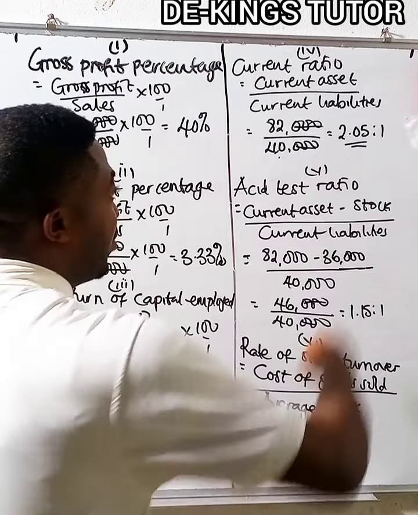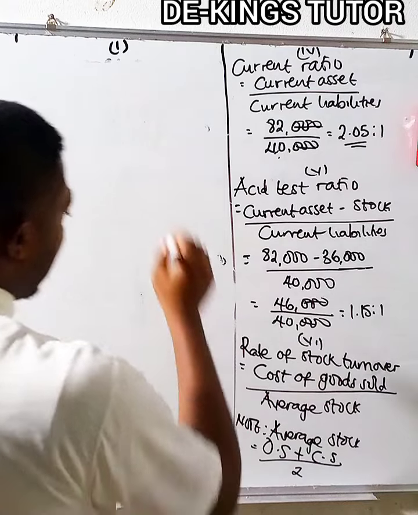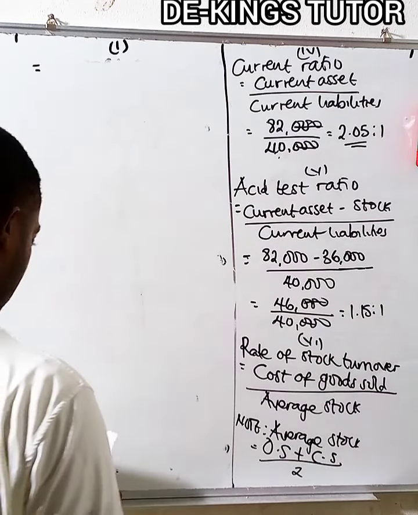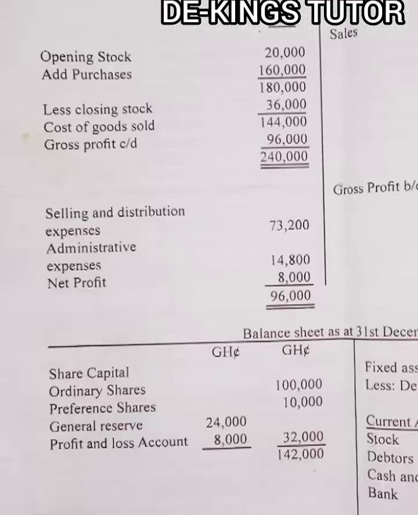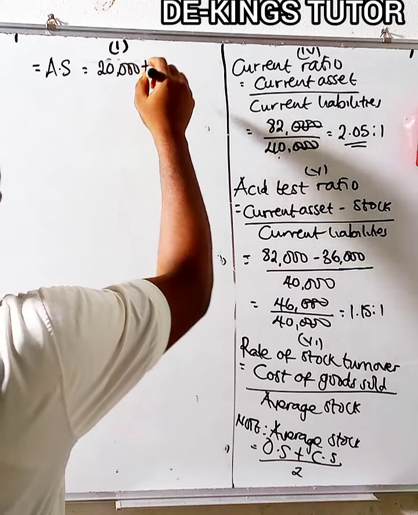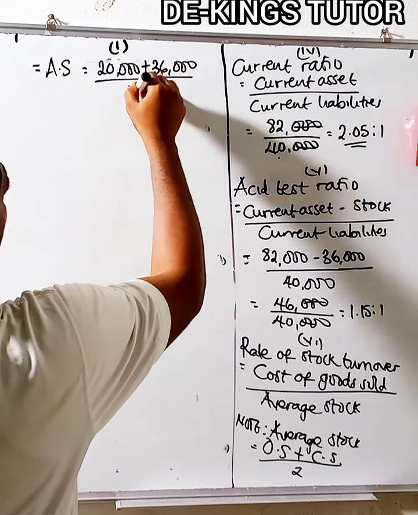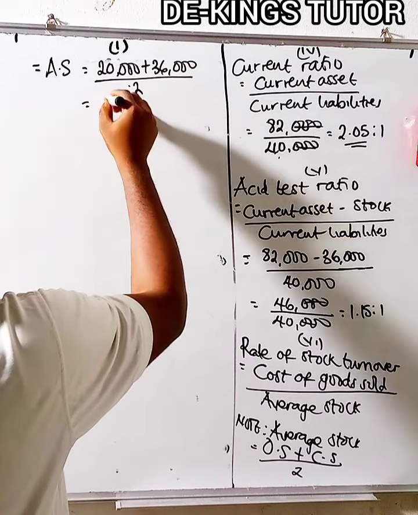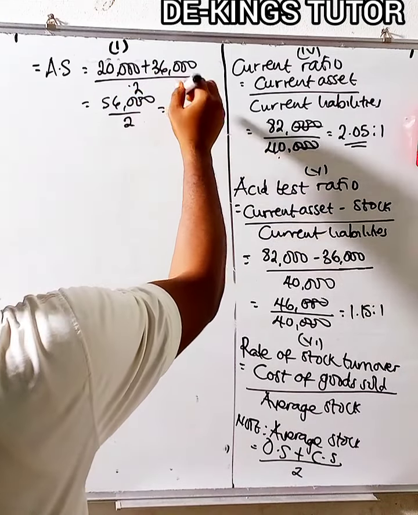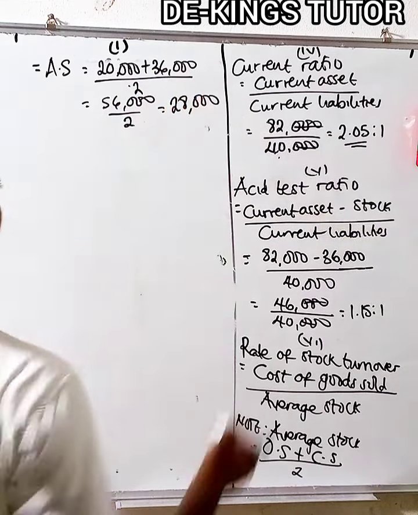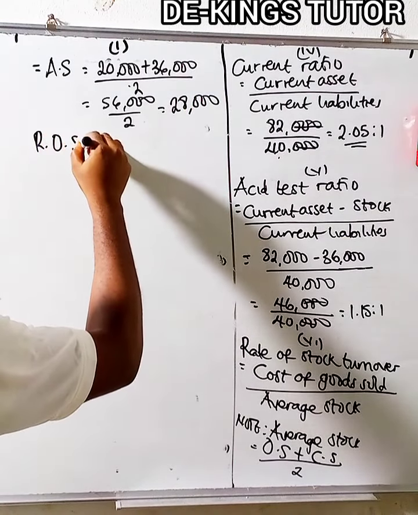Okay, so now if we do that, from the question, opening stock is 20,000. So average stock is equal to opening stock of 20,000 plus closing stock of 36,000, divided by 2. So 20 plus 36 will give us 56,000 divided by 2, and that will give us 28,000.